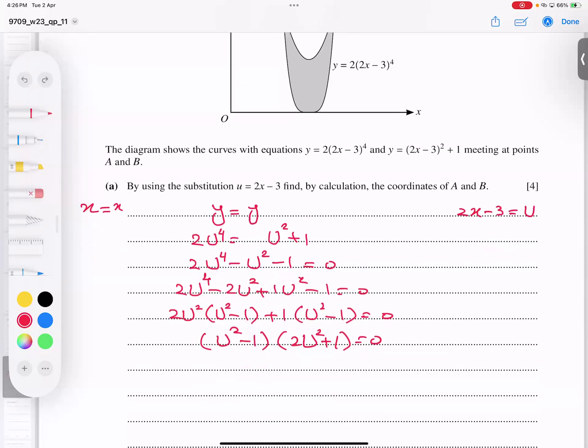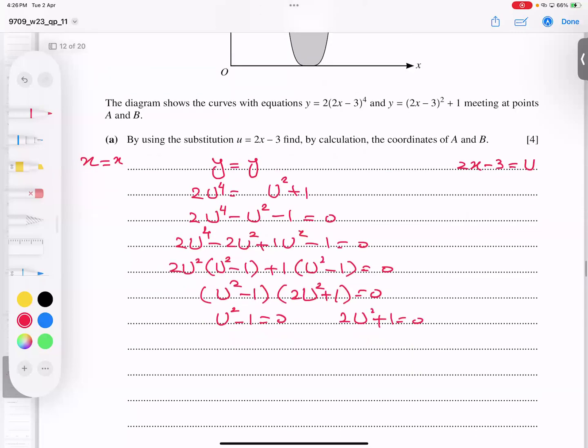One time this equal to 0, you get this, and one time the other part equal to 0, you get this. Here you get u square equal to 1, here 2u square is equal to negative half. And just ignore this one right here. Ignoring is very clear because you get a math error, undefined and complex number. So you should stop it here.